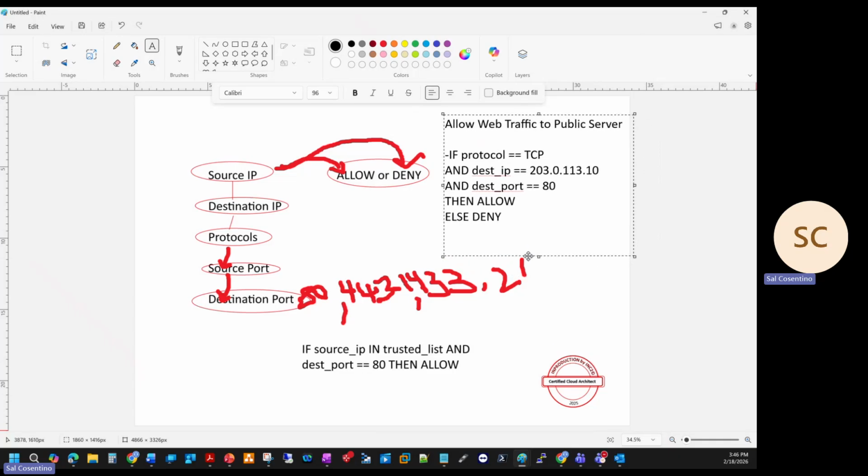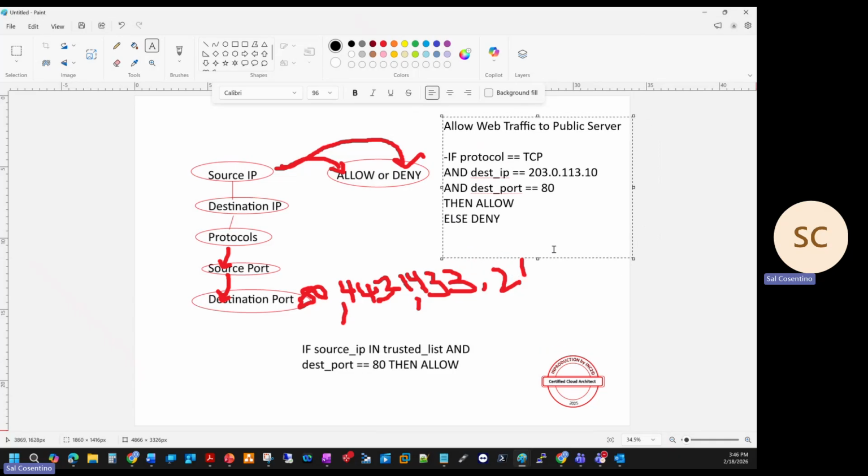So look at this example here: allow web traffic to a public server. If protocol equals TCP, so if your protocol is TCP, and the destination IP is 20.0.113.10, and then your destination port is 80, because we know our destination port is 80 for HTTP, then allow, else deny.